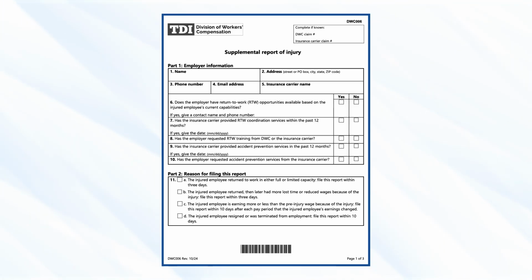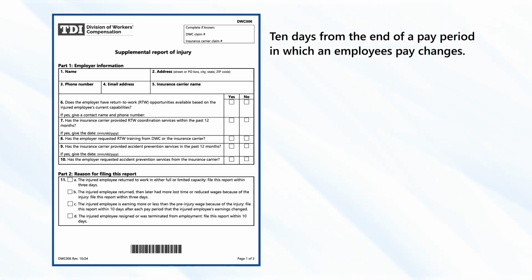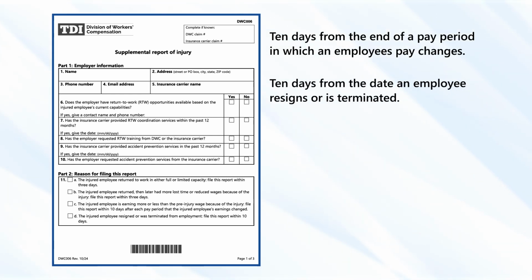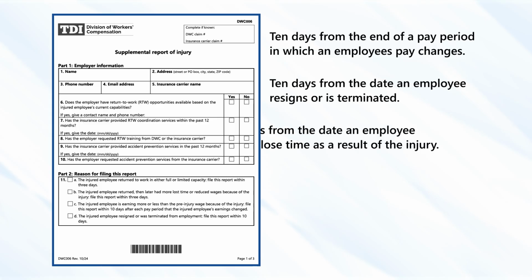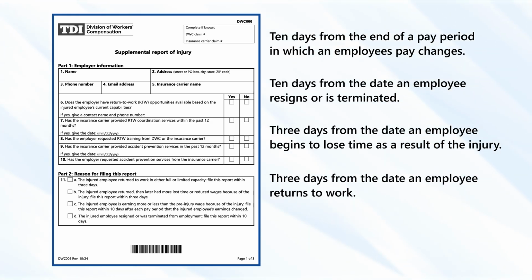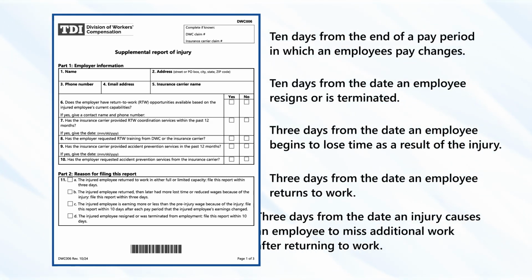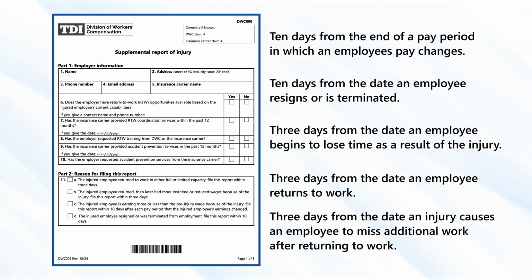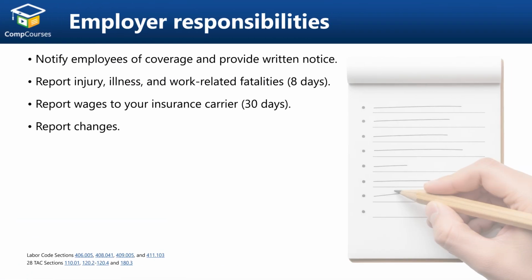And again, there are time frames of when you need to provide this supplemental report of injury, depending on what the situation is. So it must be filed within 10 days from the end of a pay period in which an employee's pay changes, 10 days from the date an employee resigns or is terminated, 3 days from the date an employee begins to lose time from work as a result of the injury, 3 days from the date an employee returns to work, and 3 days from the date an injury causes an employee to miss additional work after they've returned to work.